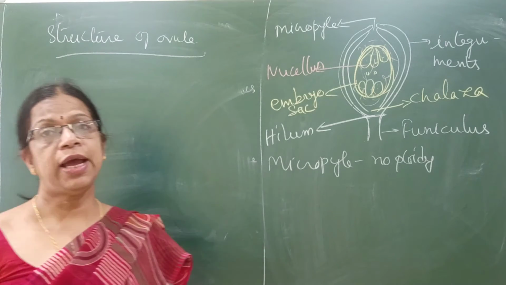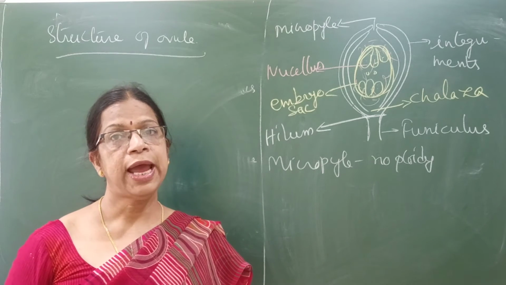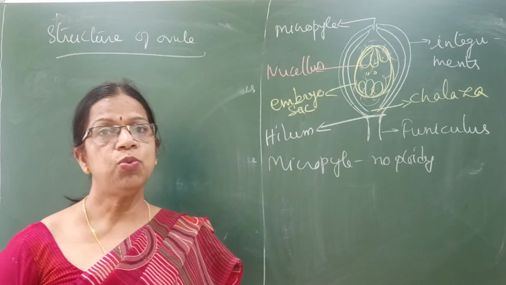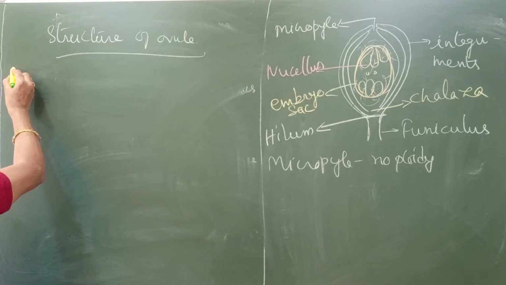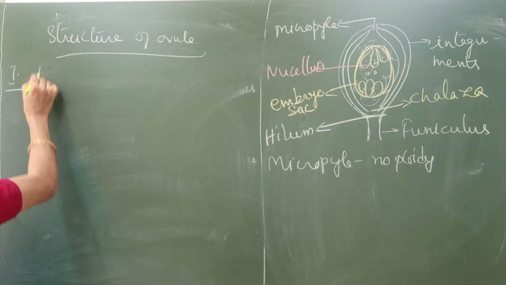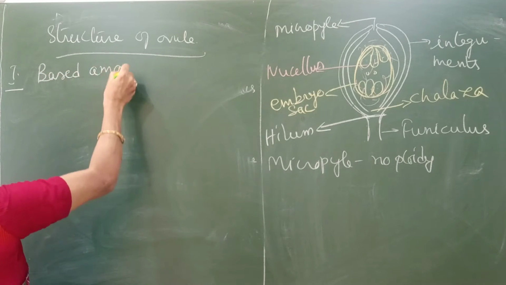Now I will discuss the different types of ovules, how they are divided and what is the basis. The first category of ovule is divided based on the amount of nucellus present.